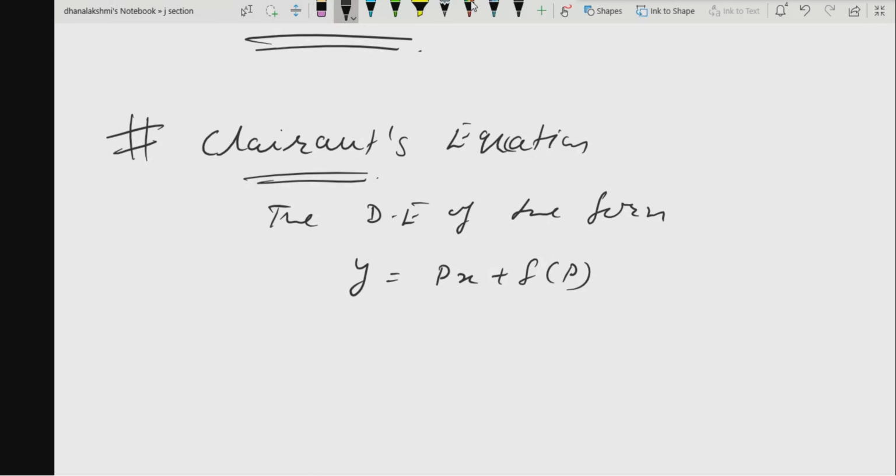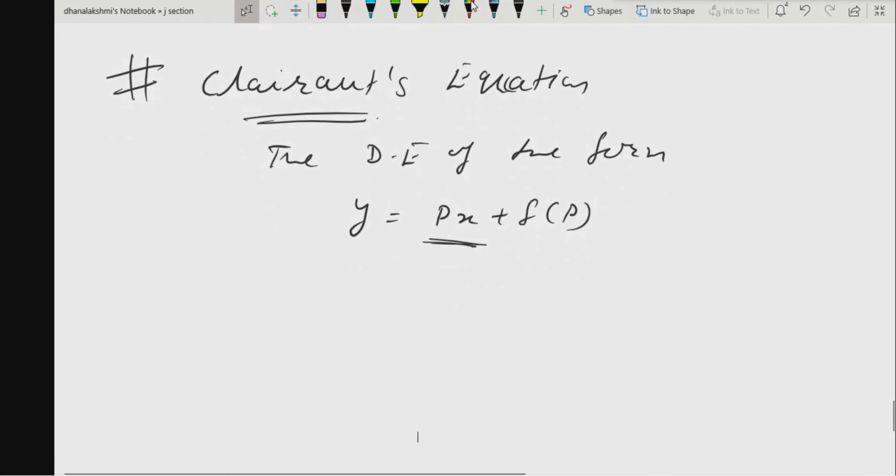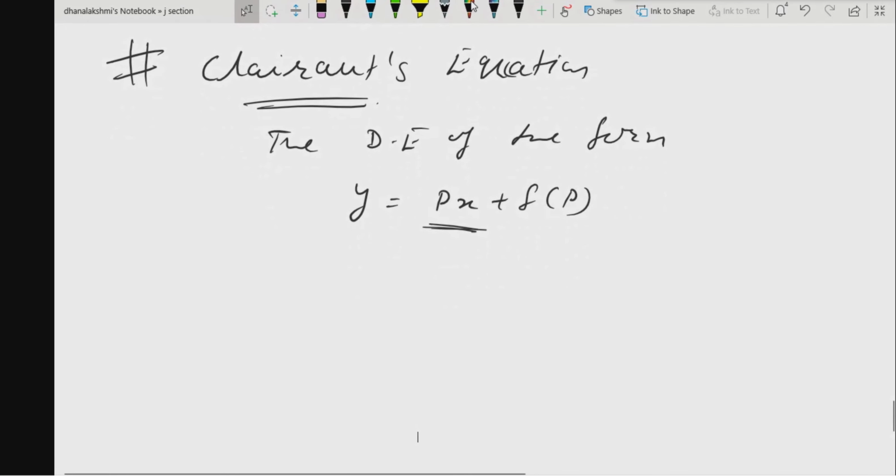Okay, any differential equation which is of this form, you should have purely y to the power 1 on LHS. The next term on RHS should be p into x, only p into x, and the remaining function should be purely in terms of p. Such a differential equation is known as Clairaut's equation. Understood, all of you? Now you have to solve this Clairaut's equation. How will you solve this one? Tell me.